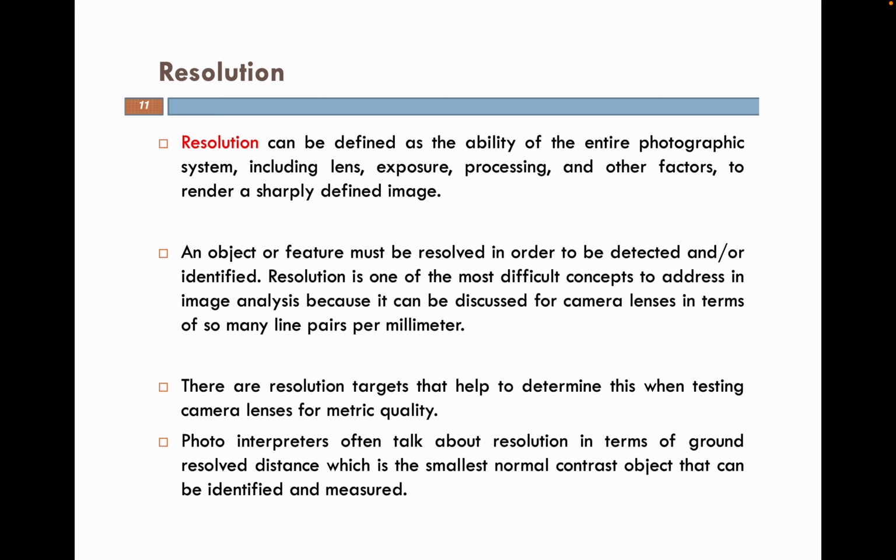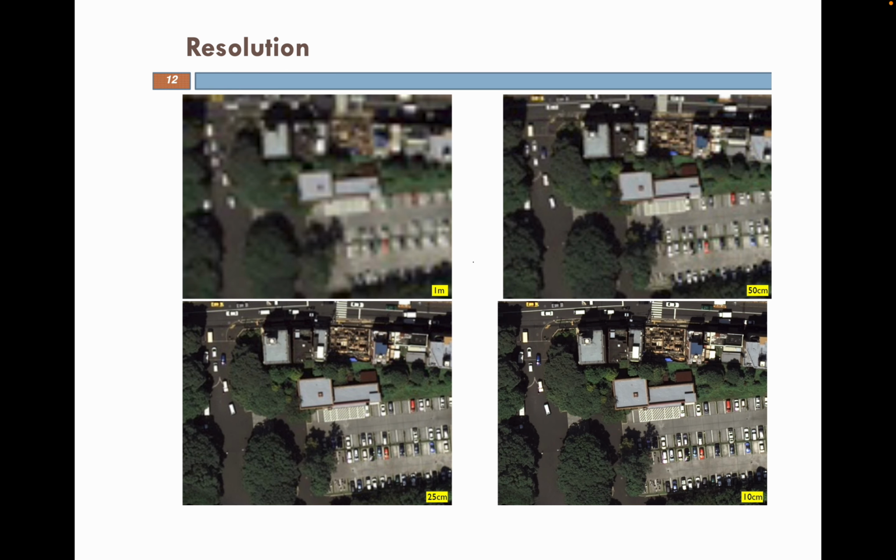All right. Next important concept is going to be resolution. So that's your ability to tell two different things apart, which we covered before in the section on electron microscopy. So yeah, for satellite, you can talk in terms of ground resolved distance, which is the smallest object that you can actually identify and measure. So here are some different resolutions of the same image, essentially.